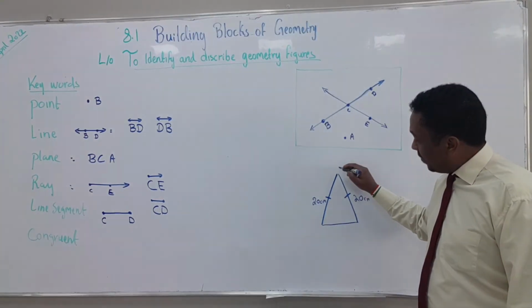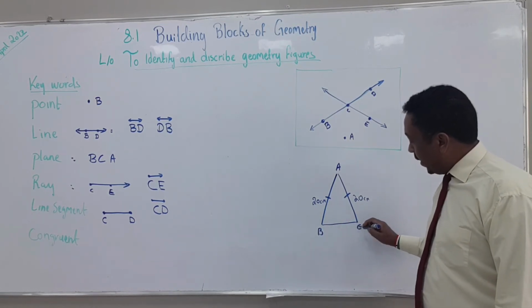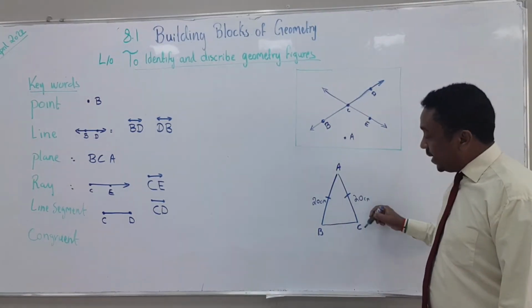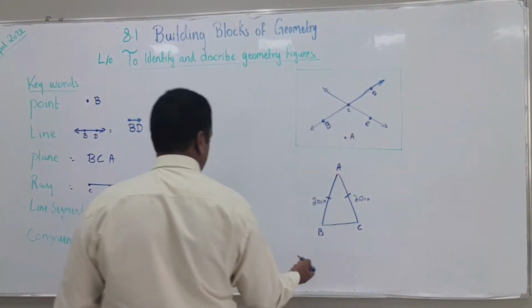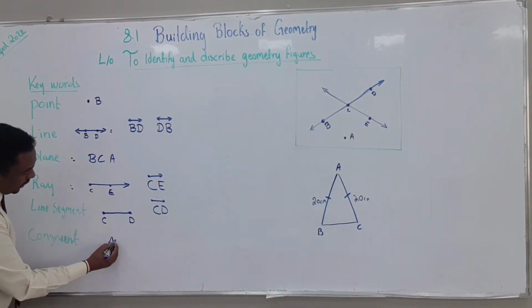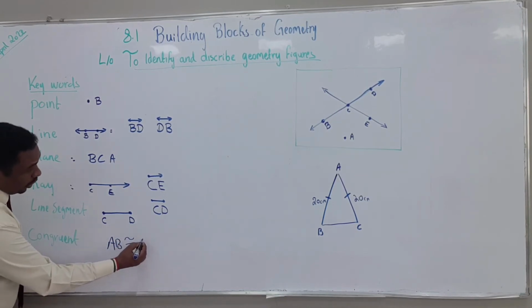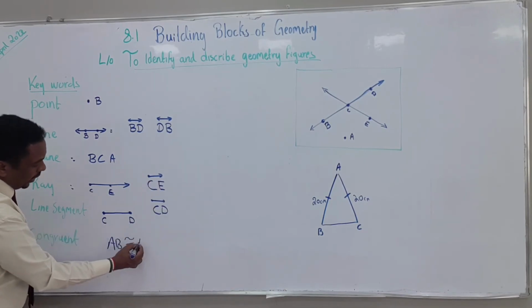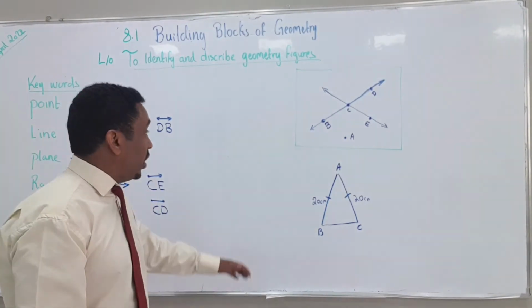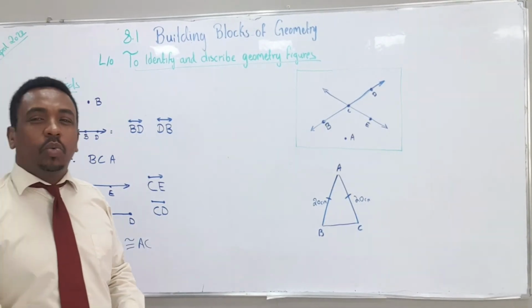So for instance, if I have A here, B here, and C here, then AB is congruent to AC. So this is how I will represent congruent. I will say the line AB is congruent to line AC. Does that make sense? Yes. Good. So those are the key words that you have to remember, and we need to identify those key words.